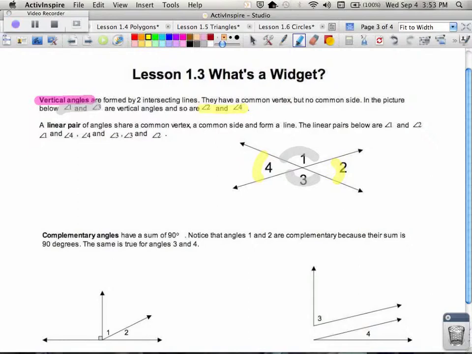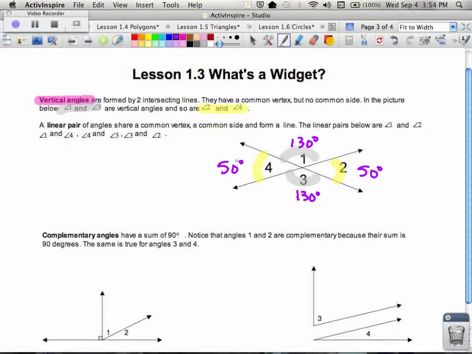Kind of the nice thing about vertical angles is that we know that they are congruent to each other, so that's kind of a wonderful thing. That means that if angle 1 is 130 degrees, then angle 3 will also be 130 degrees. If I tell you that angle 2 is 50 degrees, that means angle 4 is also 50 degrees. So really nice to be able to use that.